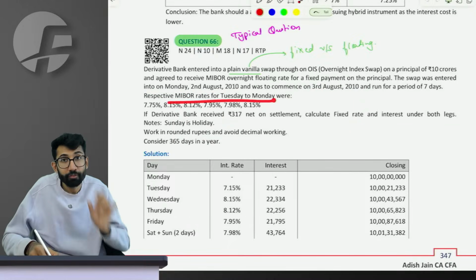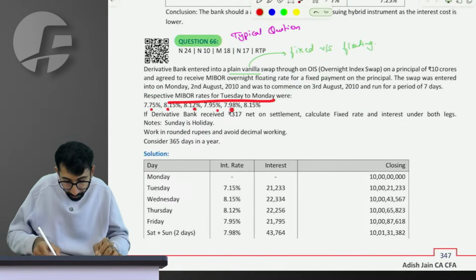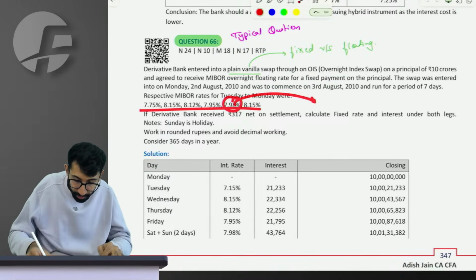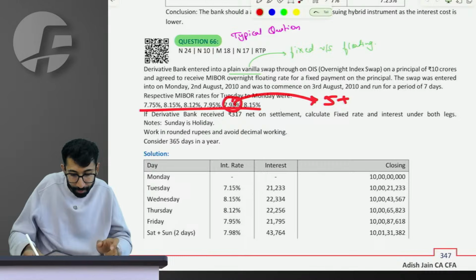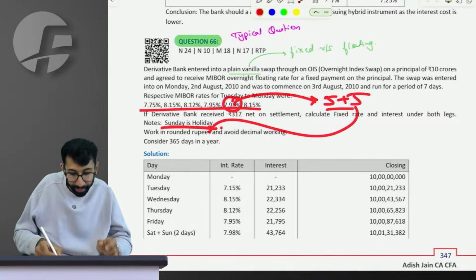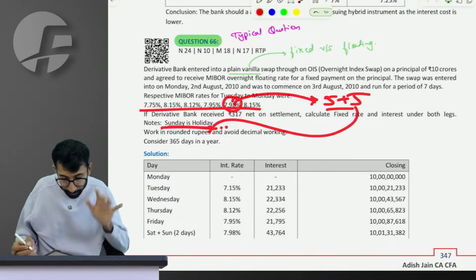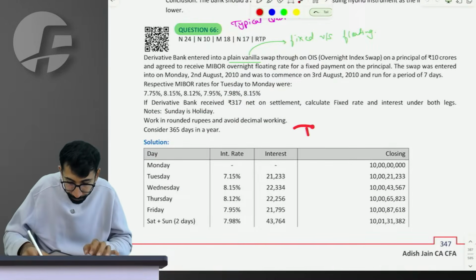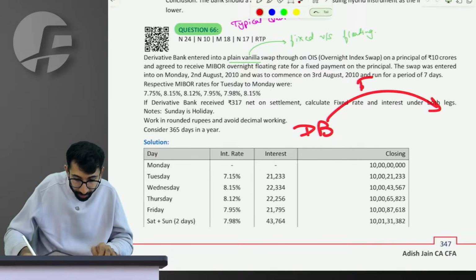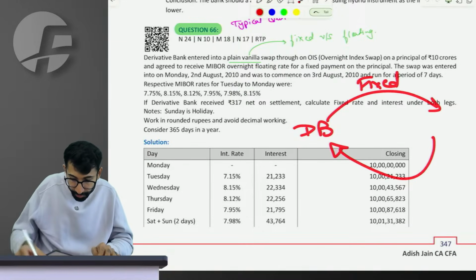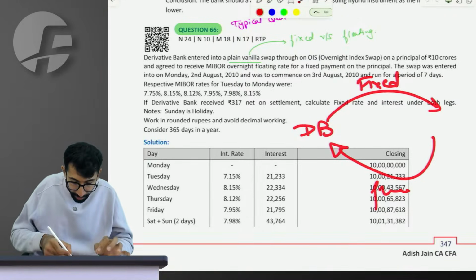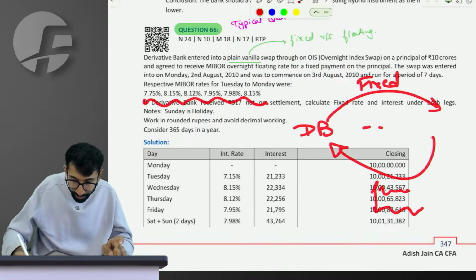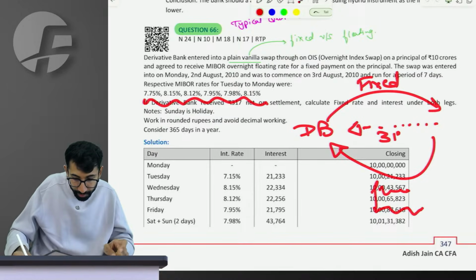From Tuesday, which is 3rd, the rate for the next 7 days is given, every day a new rate. A total of 6 rates have been given because 7.98 is the Saturday plus Sunday rate, as Sunday is otherwise a holiday, no new rate. Fine. Derivative bank received 317 net. What is going on? Derivative bank has to pay fixed, has to receive floating. What is the rate at which it will receive floating? This is the rate. It will receive floating. When they did the net settlement, it net received 317.